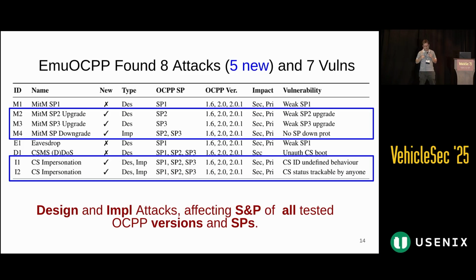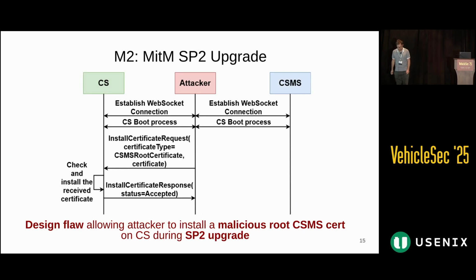And the other 2 novel attacks are exploiting novel vulnerabilities that we found where there is an undefined behavior whenever you set an ID of a charging station. This ID, if it is not properly checked, enables impersonating charging stations. And also, we found a vulnerability that enables tracking of a charging station. Now we will see 2 concrete examples of these attacks.